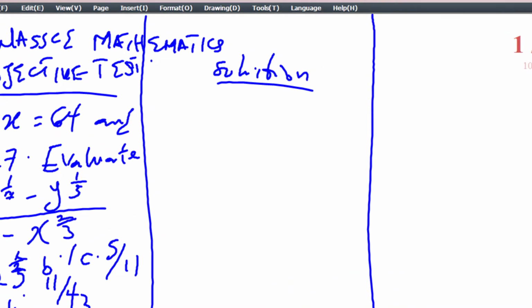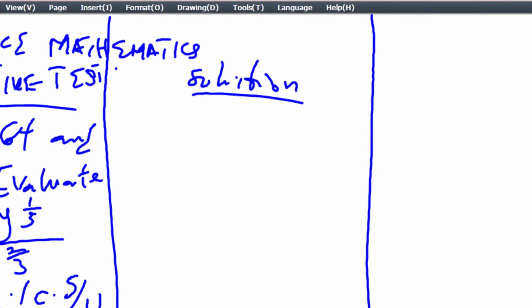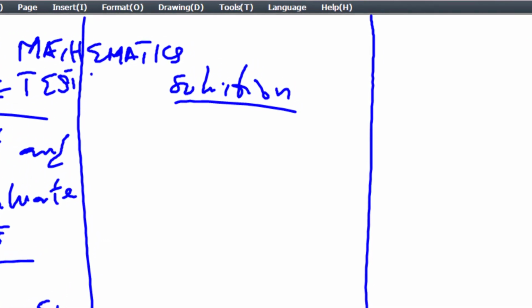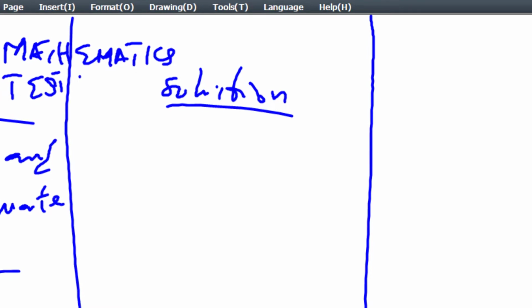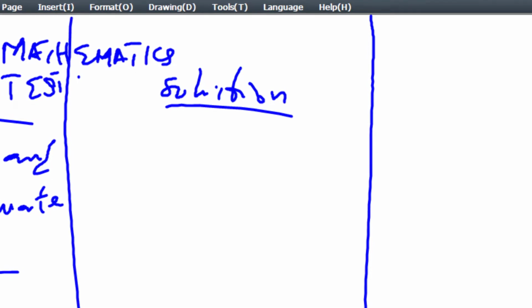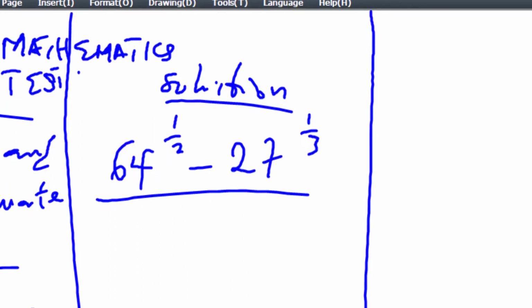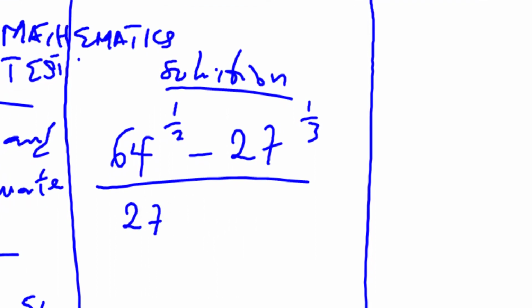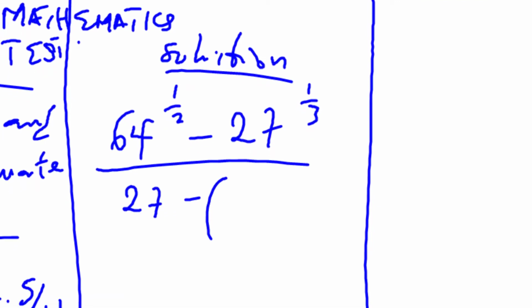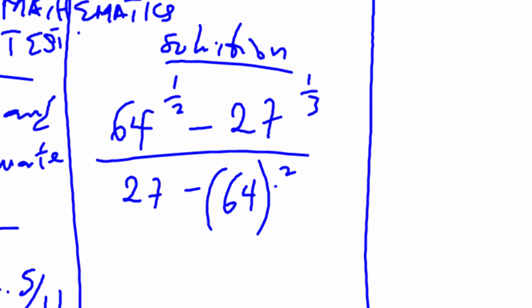The question says, if x equals 64, that is, anywhere we see x, we substitute 64, and anywhere we see y, we substitute 27 respectively. So in this case now, we come back to the equation we're given, x, which is actually 64, raised to power 1 over 2, minus y, which is actually 27, raised to power 1 over 3, all divided by y, which is actually 27, minus x, which is actually 64, raised to power 2 over 3.